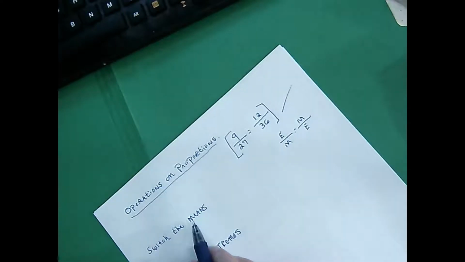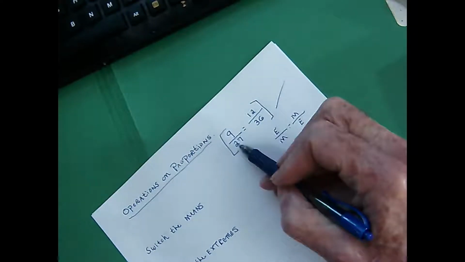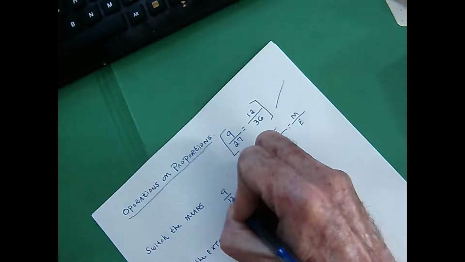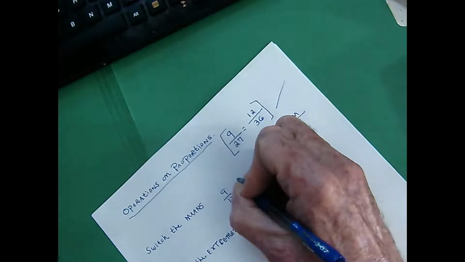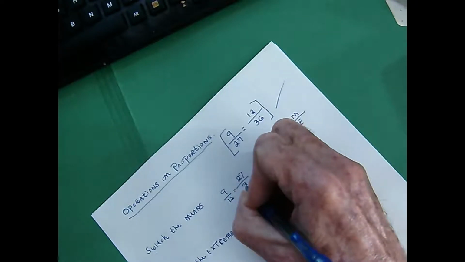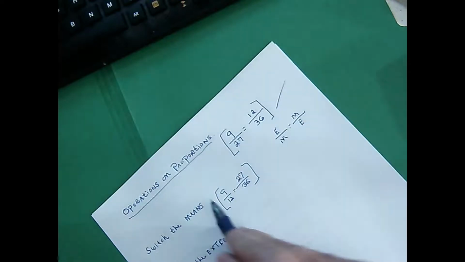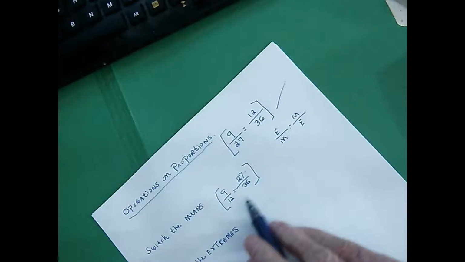And if the guy says switch the means, then we have to switch the 12 and the 27, and the proportion would become 9 is to 12 as 27 is to 36. I ask you again, is that a valid proportion? And the cross products are the same as they were before, so it's got to be a valid proportion.